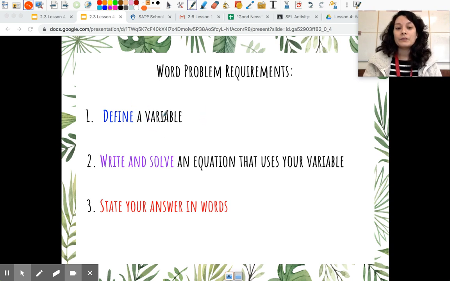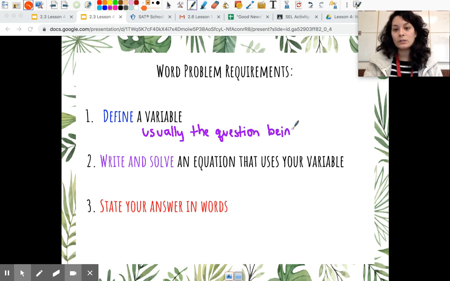The variable in your word problem is going to be the value that we don't know, and it's usually the question that's being asked. You may want to actually add this to your notes after you write this down, unless you're using the guided notes. You may just want to add it underneath where it says this, that the variable is usually the question being asked. Not always, but usually. That's how you can find out what your variable is.